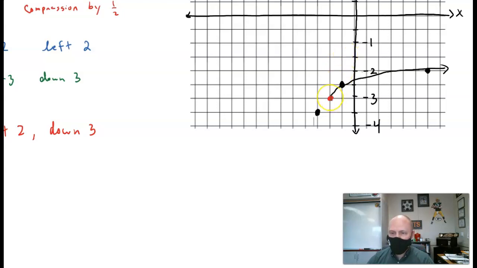And then I'm back to my anchor point, last point. I'm going to go left 8. 1, 2, 3, 4, 5, 6, 7, 8.